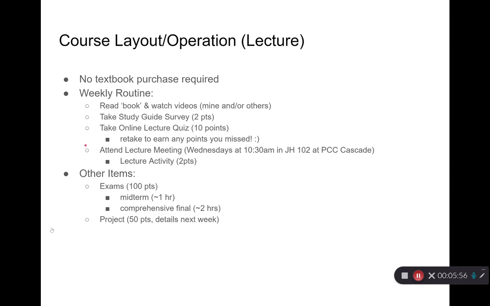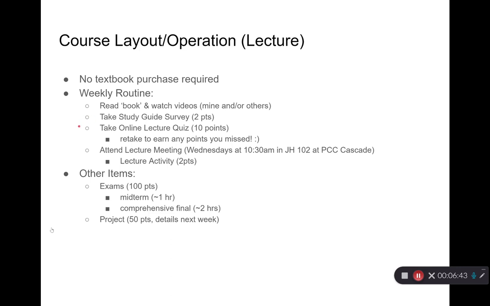And then the other weekly item for lecture is to attend the lecture meeting. That is going to be Wednesdays at 10:30 a.m. in Jackson Hall, room 102 at PCC Cascade. There we are going to work on lecture activities that are worth 2 points, and we'll also review. The idea behind the study guide survey is that I can get a sense of where the class is and what I need to spend a little bit of extra time in those lecture meetings reinforcing versus what we can move on from because everyone's already mastered it.